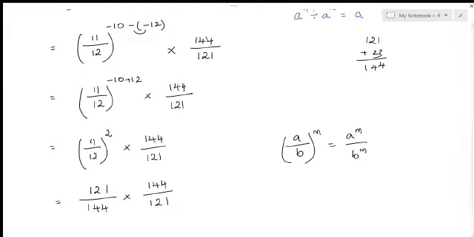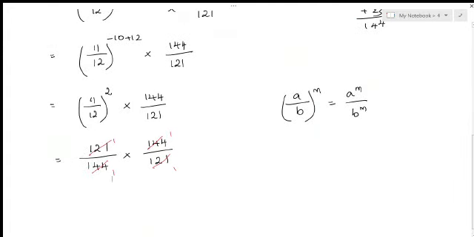Now we can cancel 121 ones are and 144 ones are. So 1 into 1 will give us 1. So answer 1. Let us see 7th question.